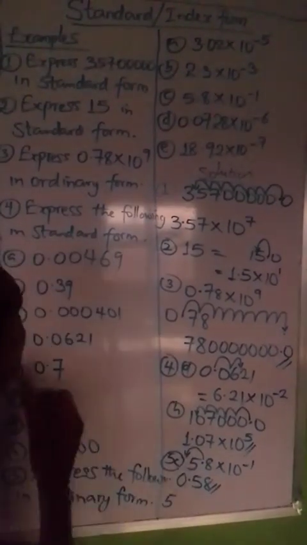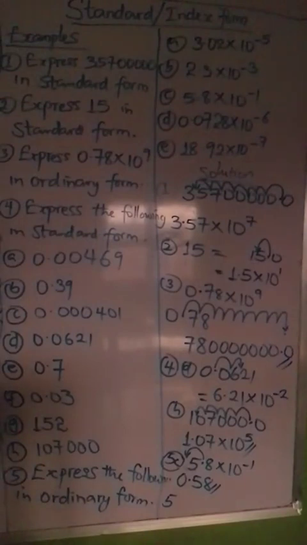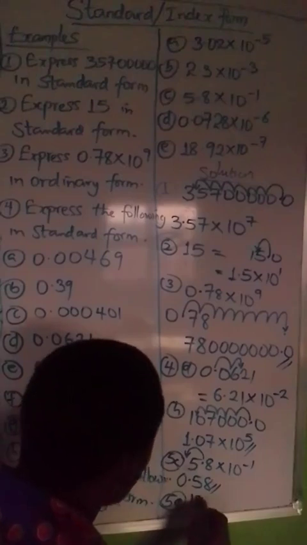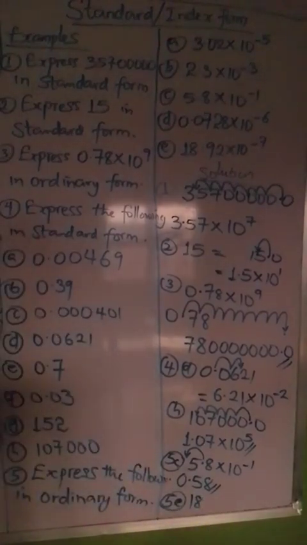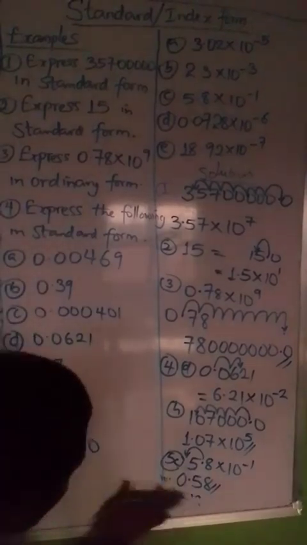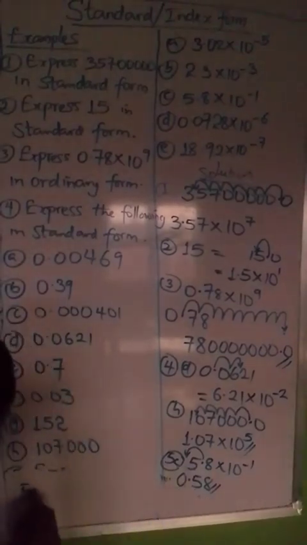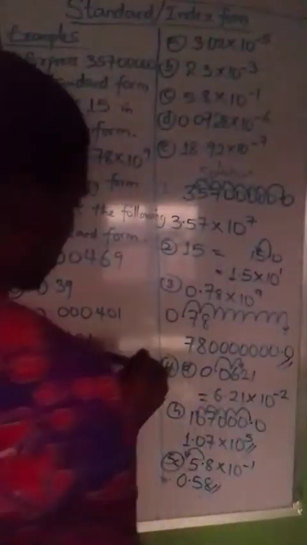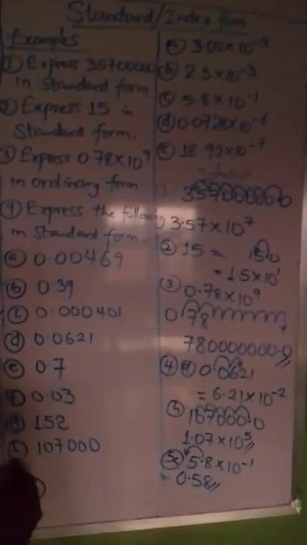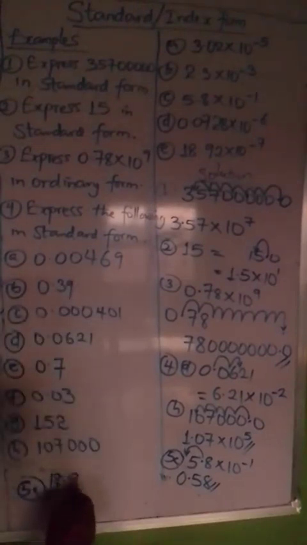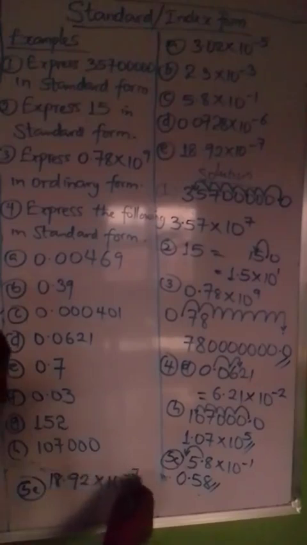So 5E. Let me try that again. We are to express this in ordinary number. 5E is 18.92 times 10 to the power minus 7.